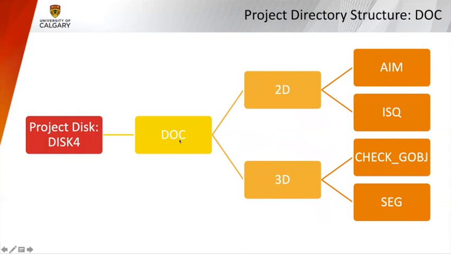The doc directory is where we keep images. We'll have 2D or 3D images. In this case, we had some images showing AIM files and ISQ files. Like I just said, we have almost 4,000 scans, so we have to have a quick way of viewing them all. We automatically generate 2D images, or we automatically generate 3D images.